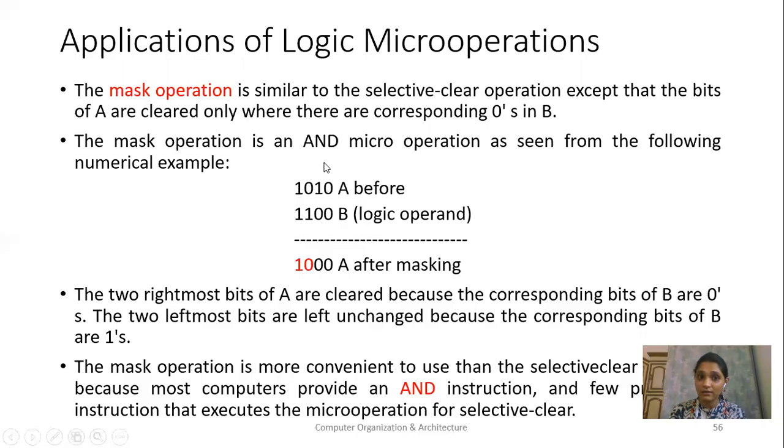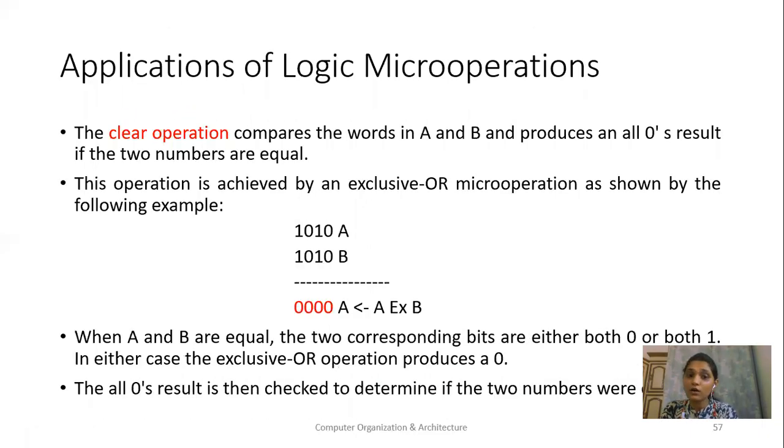And the last application: if you want to find out whether two numbers are equal or not, you can use the XOR operation. For that, what you have to do is just XOR those two numbers, and if your XORing result is 0 0 0 0, that shows that your numbers are equal. This kind of comparison you can use for decision making in programming. So this kind of operation is also possible with logical micro operations.